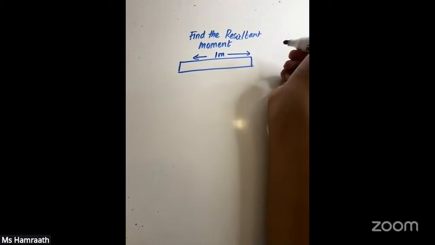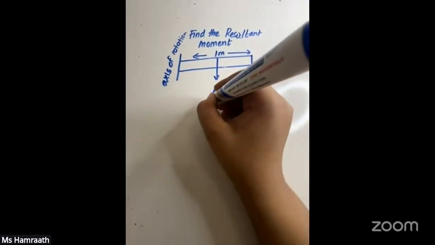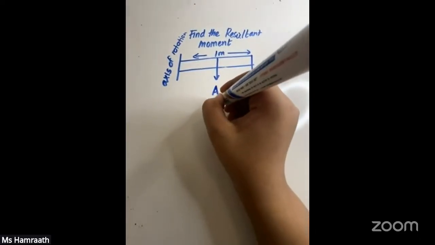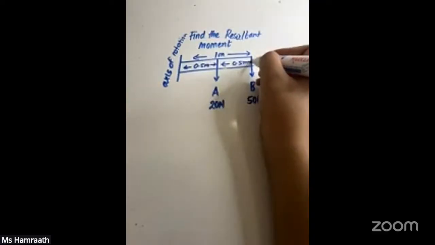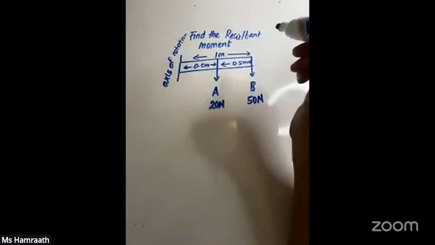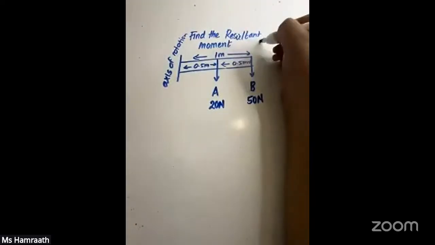Okay, and let me say you are getting forces. Let's say this is force A, and let me say this is force B. So force A is 20 Newton, and let's say force B, from this side to this side, is 0.5 meter. From here to here is 0.5 meter. So you have to use your brain, think well, do it. I'll give you only 5 minutes, think.